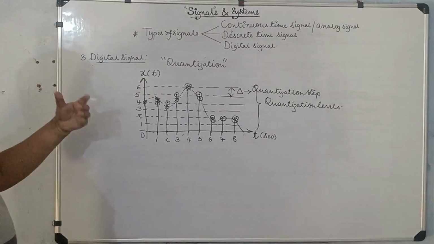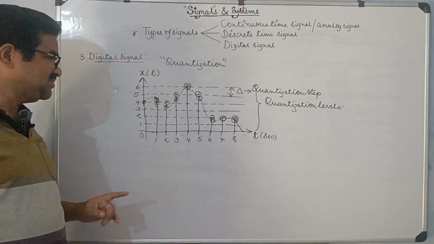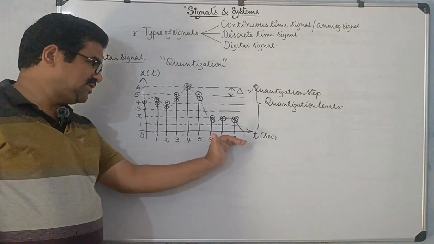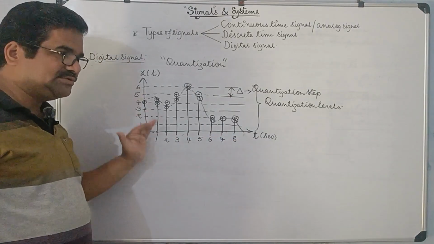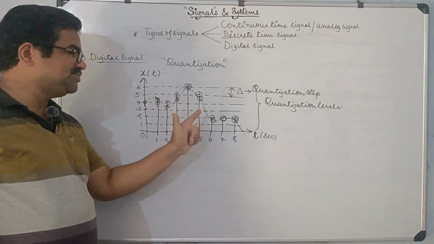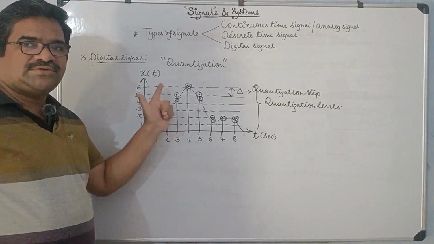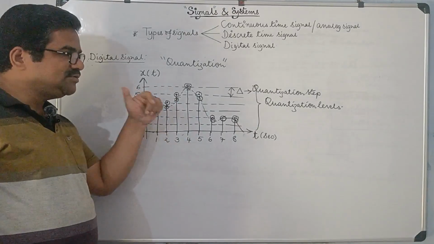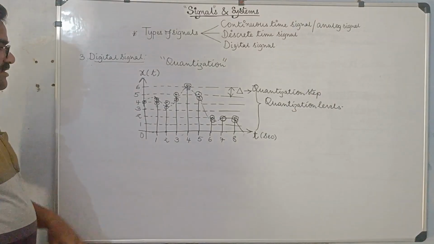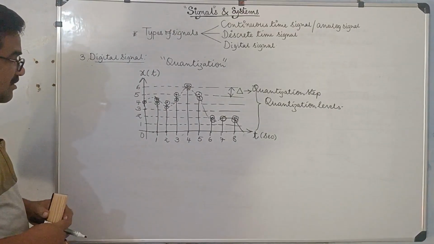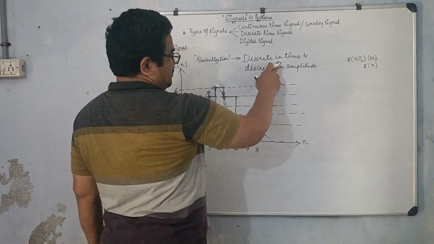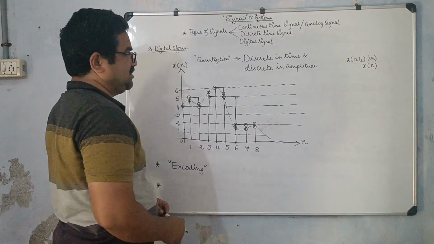quantization. Okay, so after sampling, if you are performing quantization, whatever signal you are getting here is discrete in time as well as discrete in amplitude. A discrete time signal is discrete in time, whereas continuous in amplitude. And now through quantization, I am making amplitude also discrete. So what is the resulting signal? The resulting signal is discrete in time and discrete in amplitude.